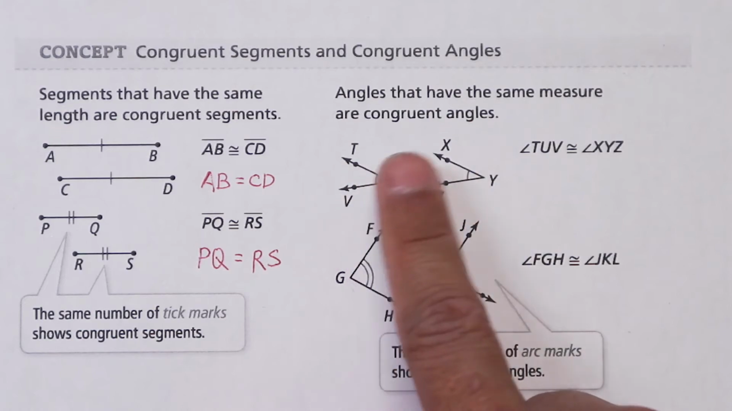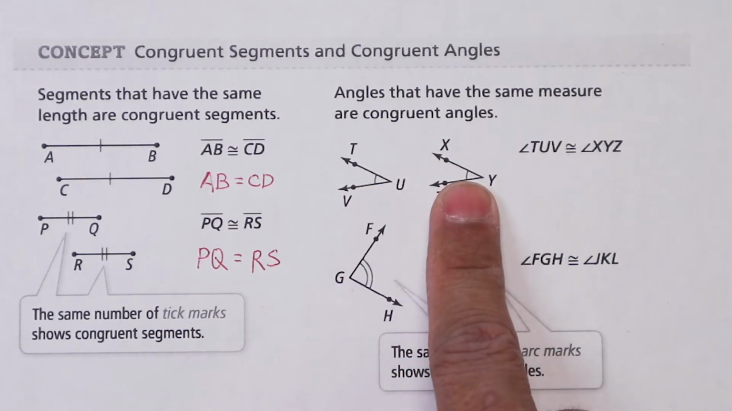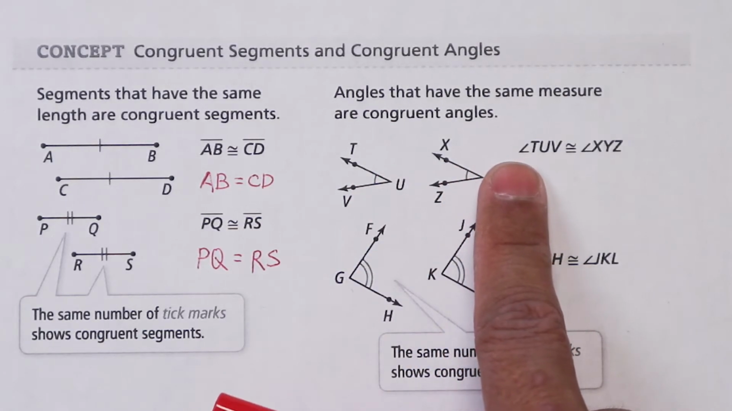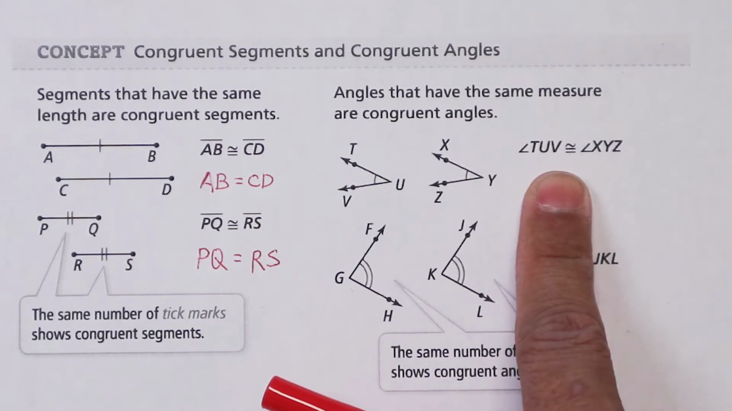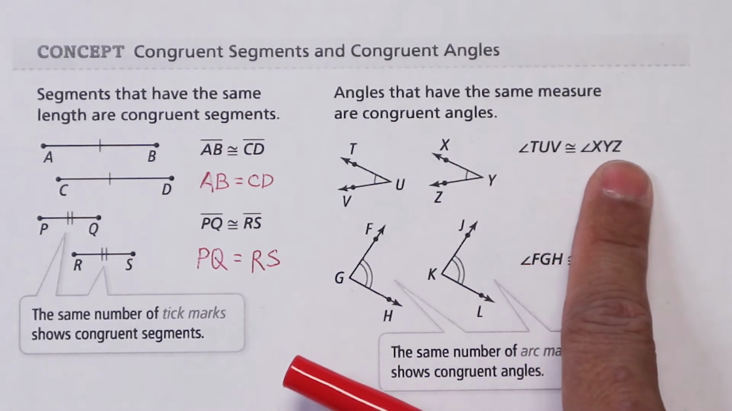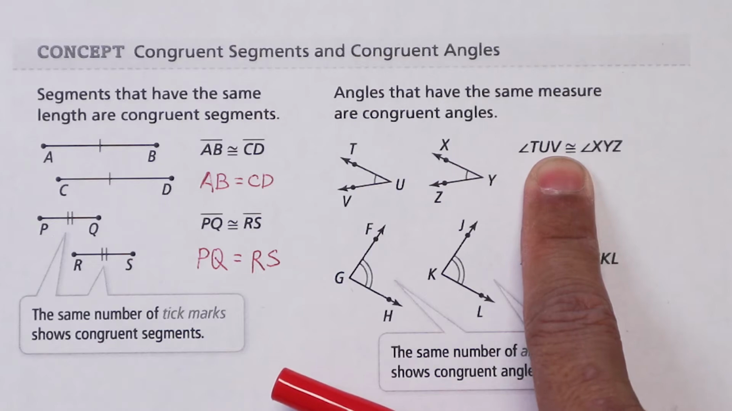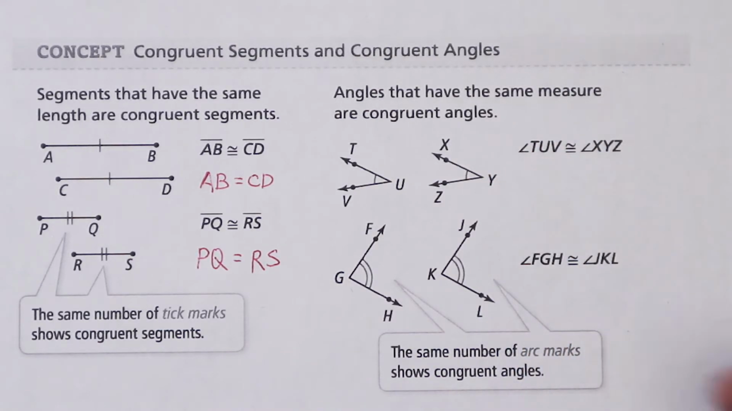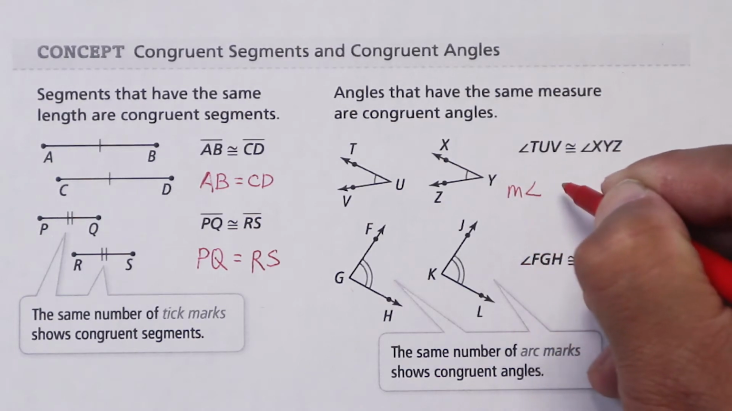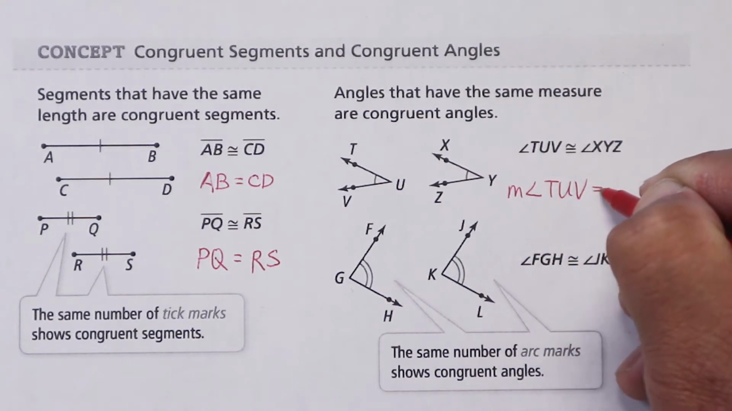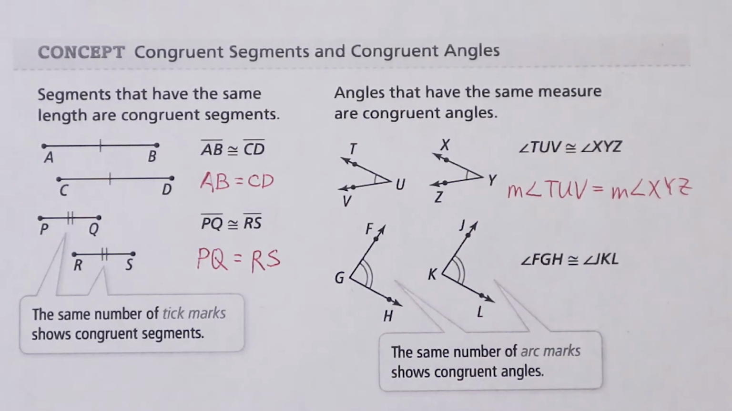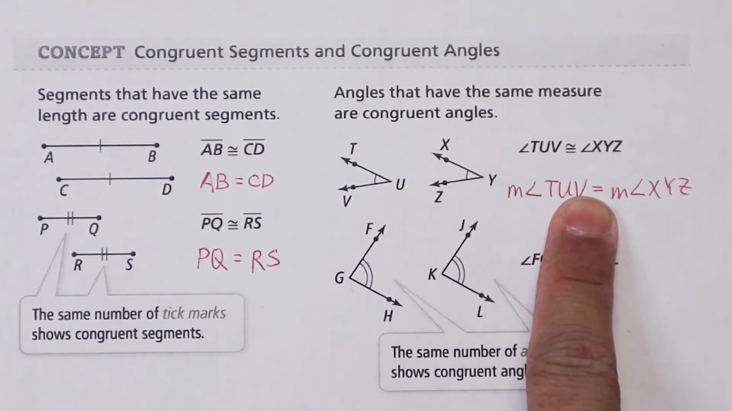If these two angles have the same measure, we use 1 arc inside the angle to indicate that these two angle measures are the same. We're going to say angle TUV is congruent to angle XYZ. Now, we cannot use an equal sign here because we're talking about the angle itself, right? But if you want to talk about the measure, we're going to say the measure of angle TUV is equal to the measure of angle XYZ, right? That would be the correct way to use an equal sign.